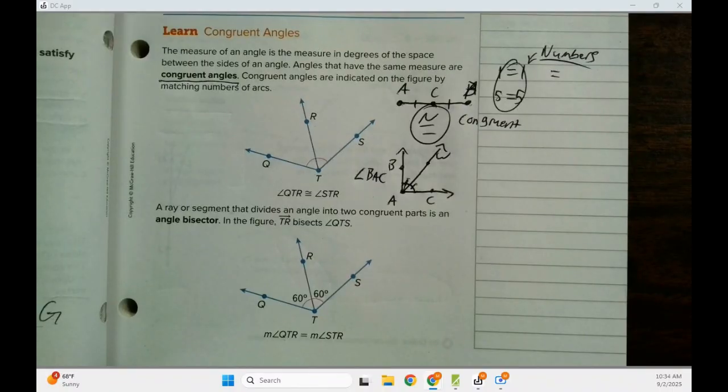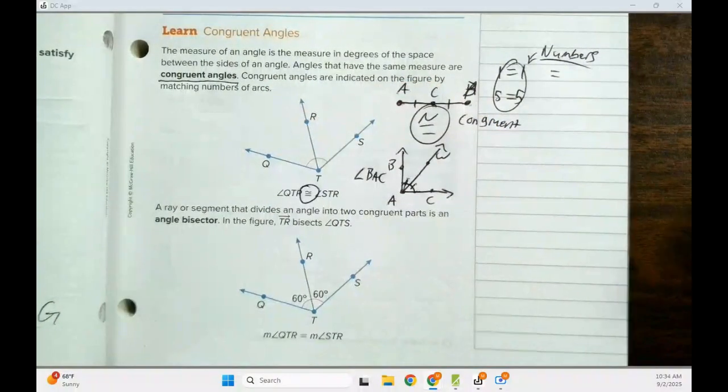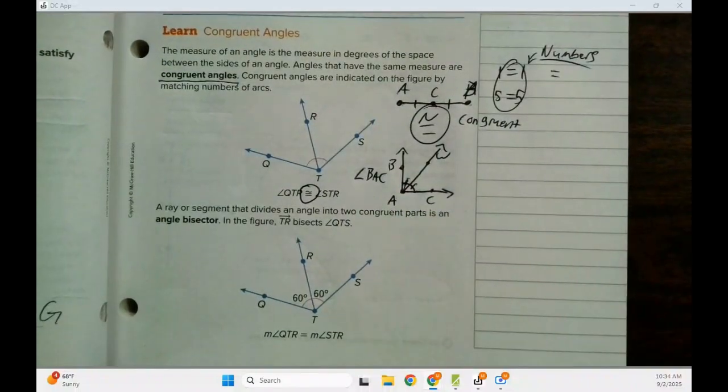And we write that, you see how I have that weird squiggle symbol right there? QTR and STR, however you want to label those, are congruent. They're not equal. The angles are congruent. I'll put a pause right there. What questions do you have about congruent angles? I don't want to go too fast.